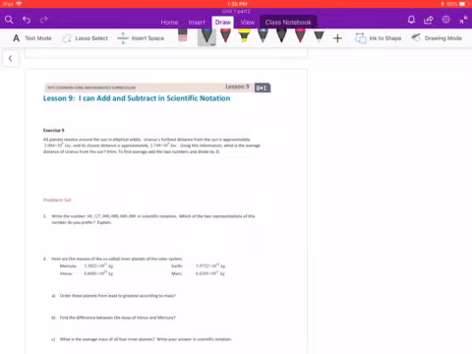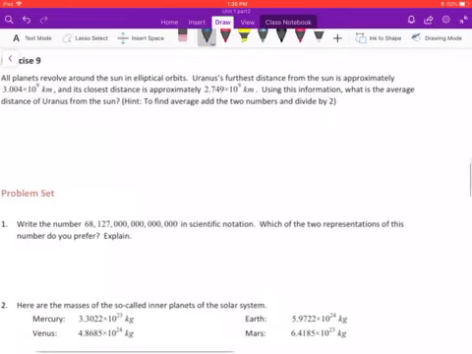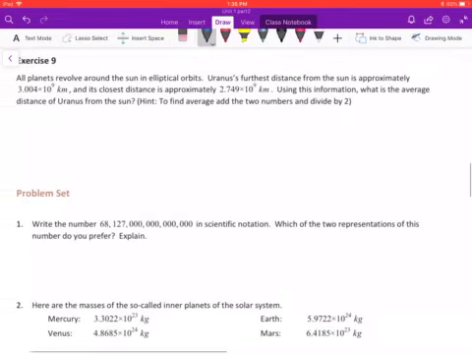Planets. We got a lot of planet stuff because it's scientific notation. I'm going to zoom in a little bit. All planets revolve around the sun in an elliptical orbit. I don't know if you know what elliptical is, but it's kind of like a squish circle. That's elliptical. Uranus's farthest distance from the sun is approximately 3.004 times 10 to the 9th kilometers, and its closest distance, so that's farthest, this might be closest if this is the sun here, is this number.